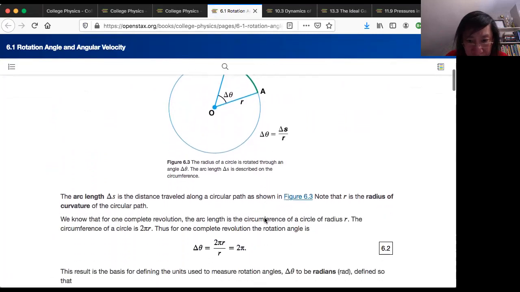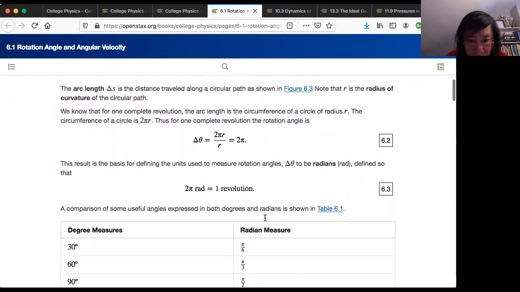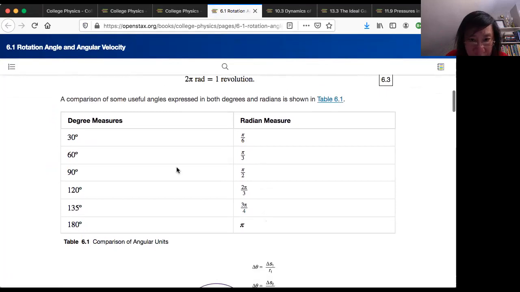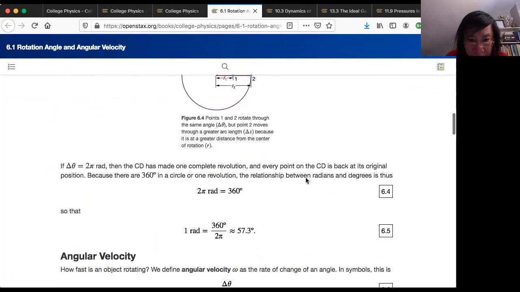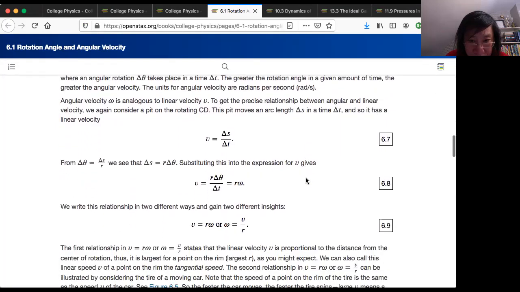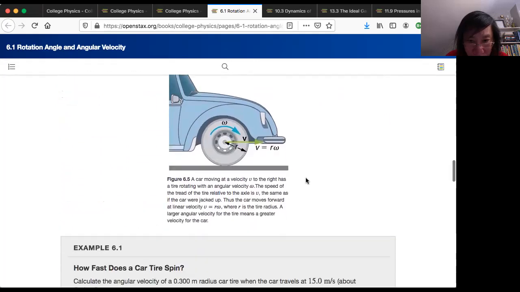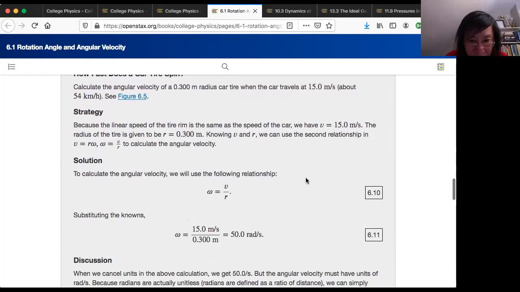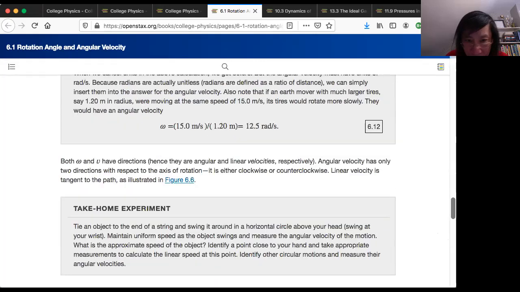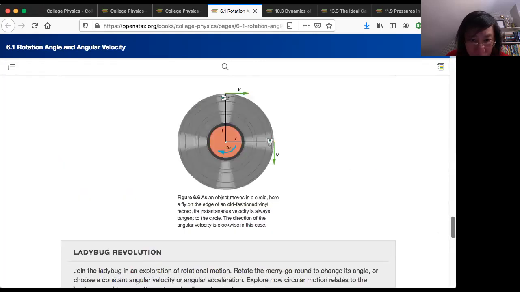The delta theta, and we saw this earlier in the semester as well. 2π radians equals 1 revolution, a measurement between angles, and the angular velocity here, right? And how you can figure out the rotation, how fast does the car tire spin. Oh, this is just great and beautiful stuff.